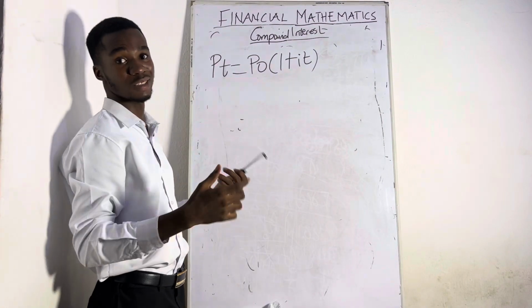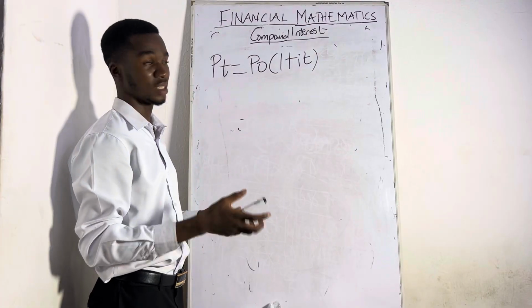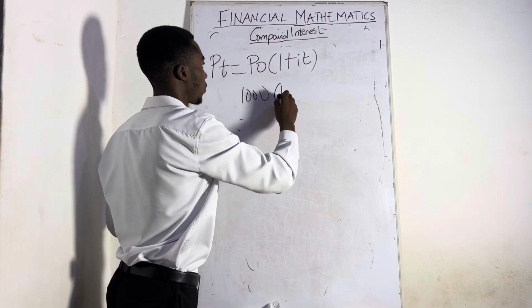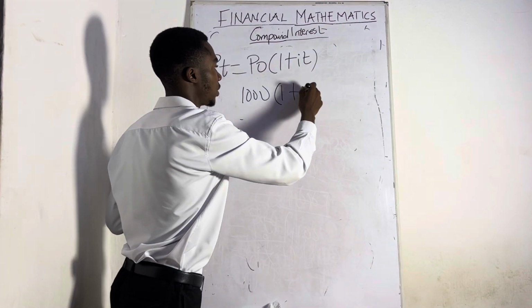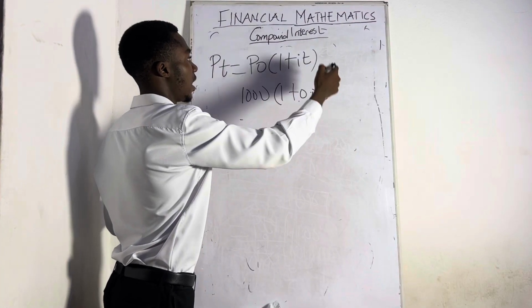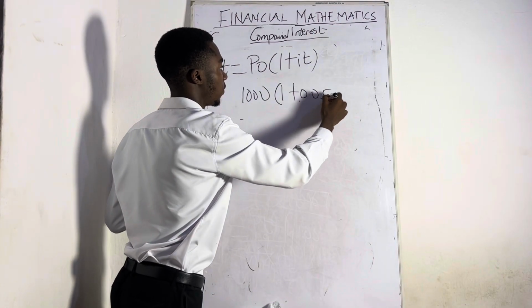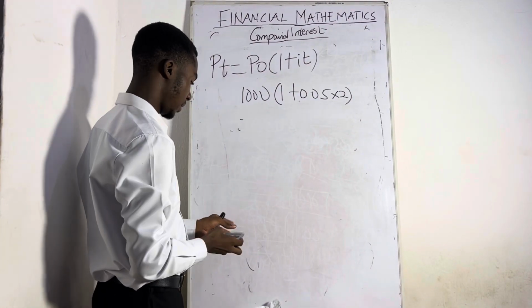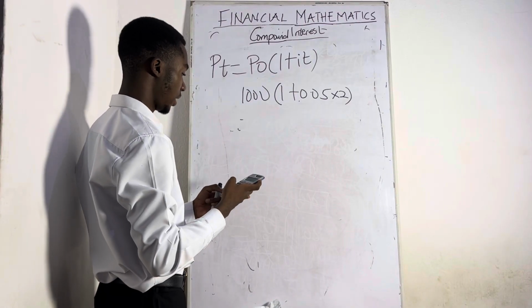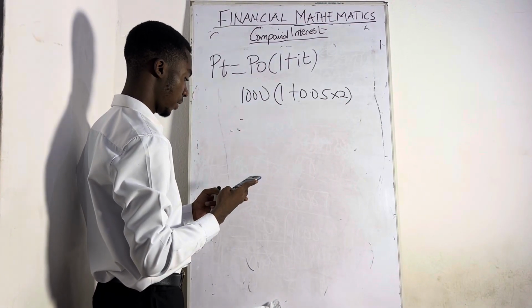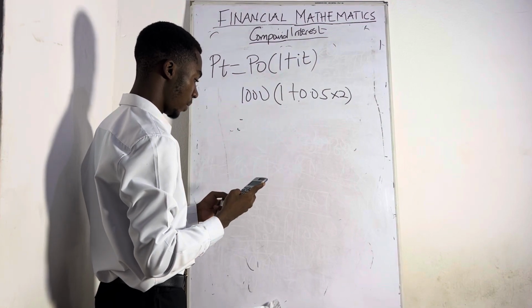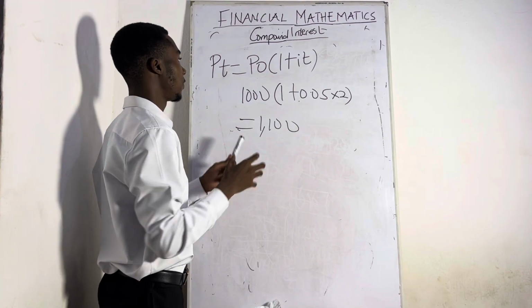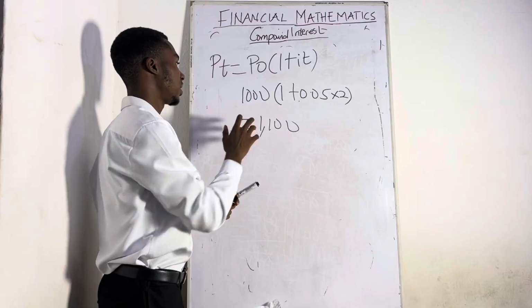So assuming I'm investing 1,000 cedis in a bank, and the interest rate is 5%. I'm investing 1,000 cedis, which is my P0, into brackets 1 plus the interest rate, which is 5%, so 0.05, which is my I. And I'm investing it for, let's say, 2 years, so it will be 0.05 times 2. So at the end of the day, I'm going to get 1,000 into brackets 1 plus 0.05 times 2. So I'm getting 1,100. Do you get it? 1,100. So I invested 1,000 cedis in a bank, so it means in 2 years' time, I'm getting 1,100.